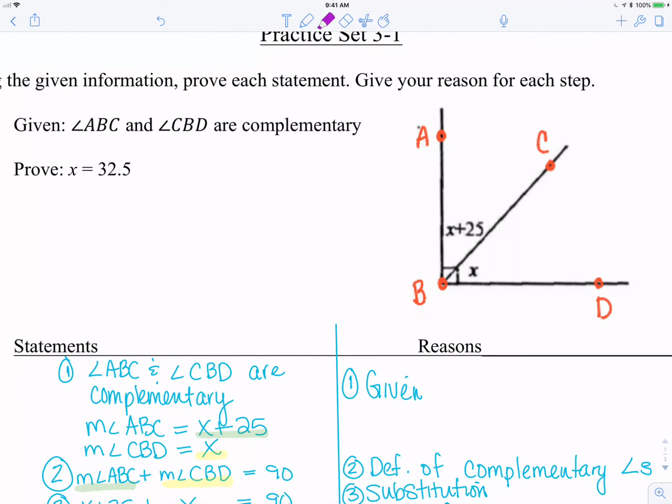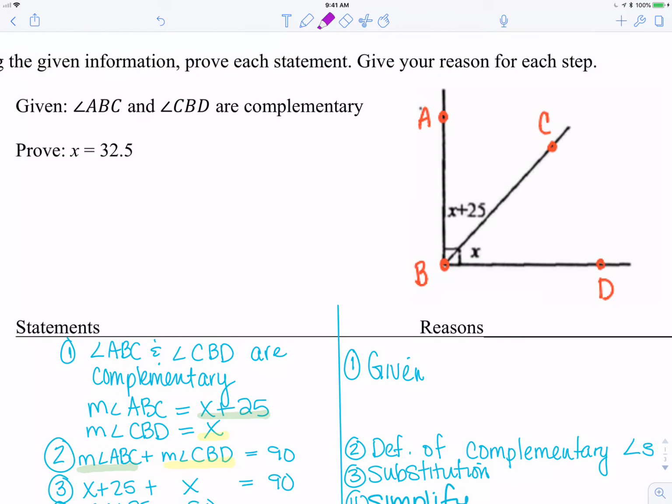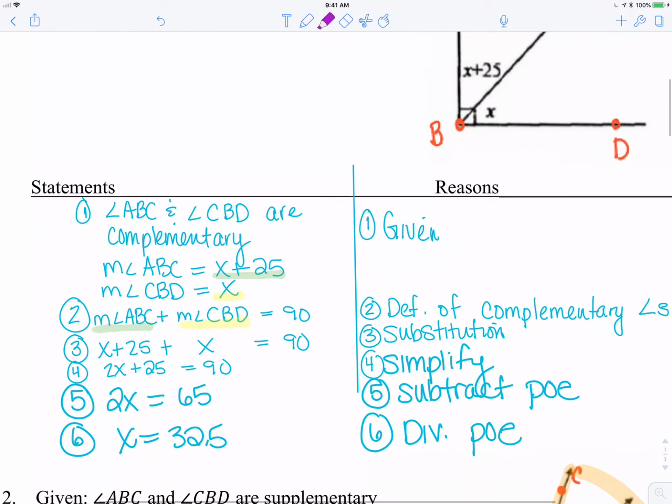Then after that, I can use substitution to make that into an equation, because I already know that the measure of angle ABC is x plus 25, so I can substitute x plus 25 in for the measure of angle ABC, and x is CBD, so I can substitute in x. So I have the equation x plus 25 plus x equals 90, and that is the substitution property.